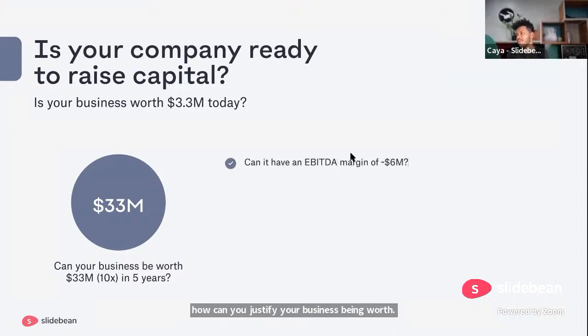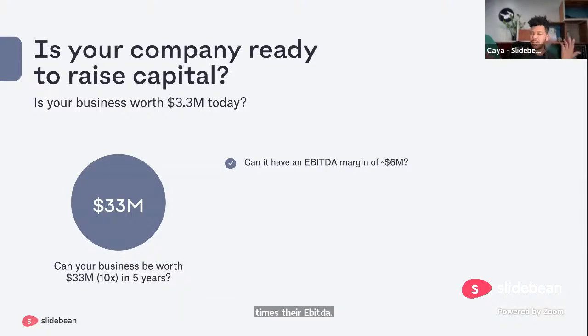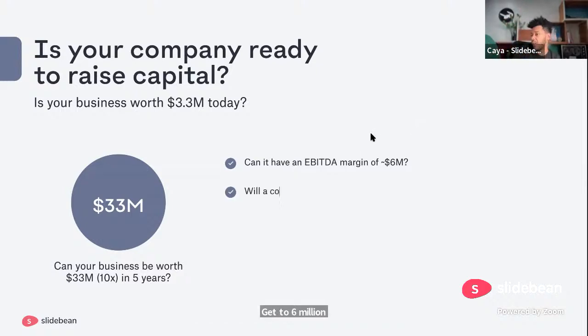Well, one option is that you may have a large EBITDA margin. Normally, companies can get valued at something like 5 times their EBITDA. So if you're building something like software that's a high margin product, a high margin solution, there's a good chance you might scale to $6 million in EBITDA. EBITDA is earnings before interest, tax, depreciation, and amortization. Basically your net income. But if you can get to $6 million EBITDA, you can justify your company being worth $33 million in 5 years, right?